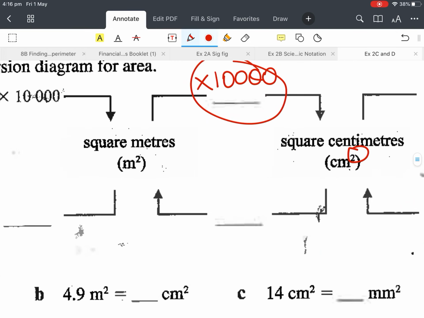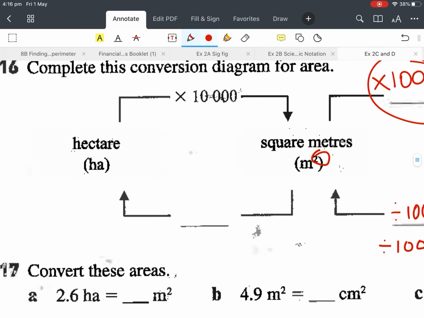Over here, you can see what's on the top, or you could use my little analogy. You could say to yourself, okay, I'm dividing because I'm going from a smaller unit to a bigger unit. How many centimetres are in a metre? Normally there's 100. But because we're squaring, I have to divide by 100 squared. And 100 times 100 is 10,000. Okay? So that's how they also get this one here.